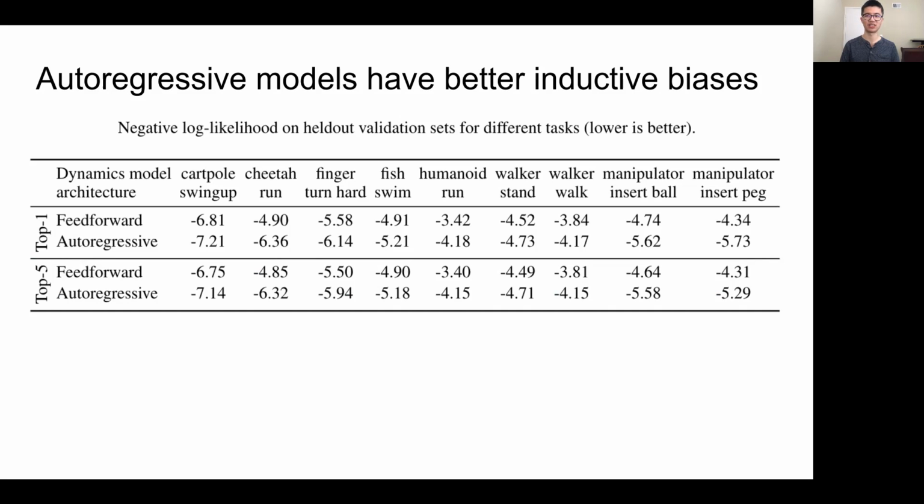So in this case, since we report negative log likelihood, lower numbers are better. And you can see that the autoregressive model achieves a lower negative log likelihood across all 9 tasks in our hyperparameter sweep. We also report the average performance of the 5 best performing models on the sweep, where we also do better.